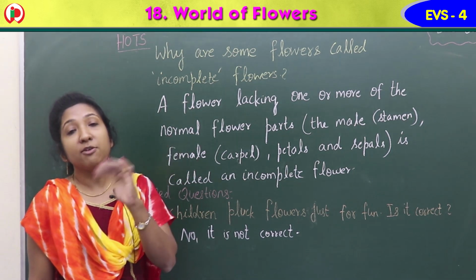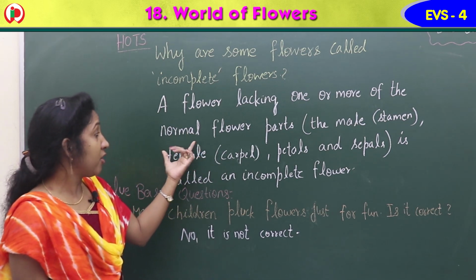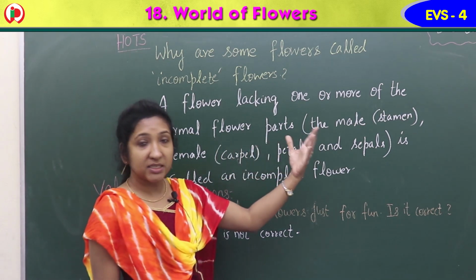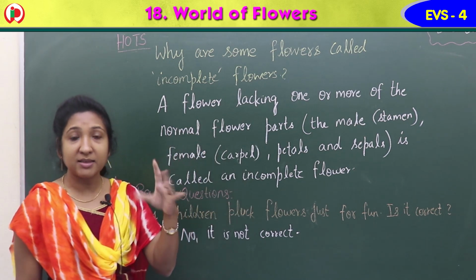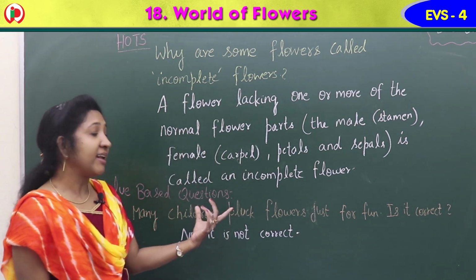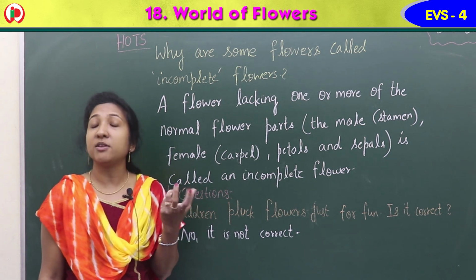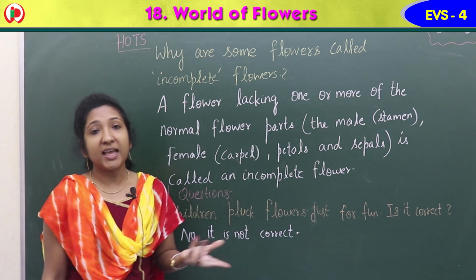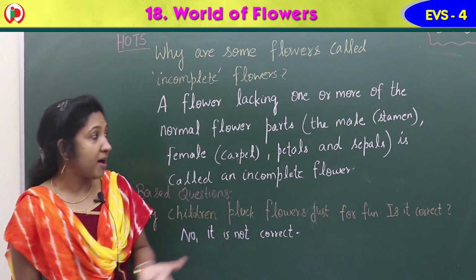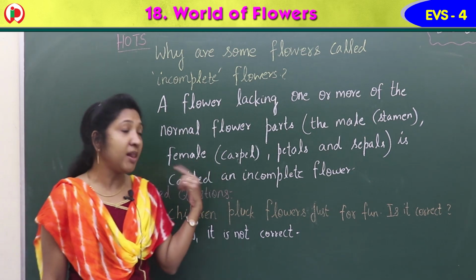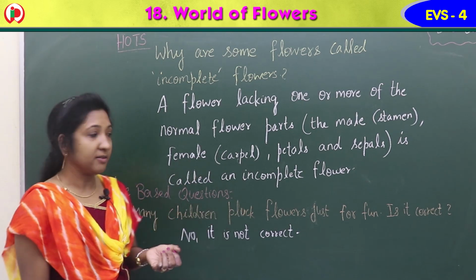So if any flower lacks any of these parts, a flower lacking one or more of the normal flower parts, the male stamen, female carpel, petals and sepals, if any of these four parts is lacking, it is called an incomplete flower. A flower that doesn't have one or more flower parts, then we say it is an incomplete flower.